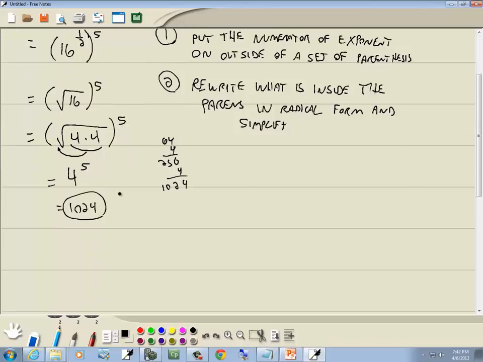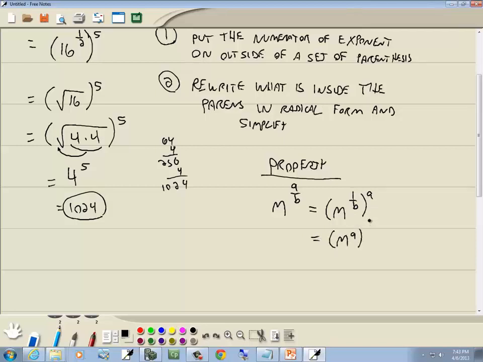Okay. The property for this is something of this form. And I'll choose, what variable should I choose? Choose m. So if you have m to the a over b power, you can rewrite it as m to the 1 over b power raised to the a power. Or you could rewrite it as m to the a power raised to the 1 over b power. Again, that makes it a lot harder than it needs to be.